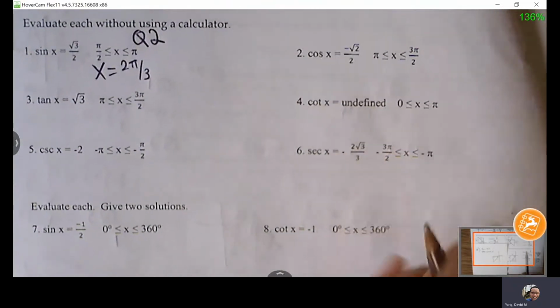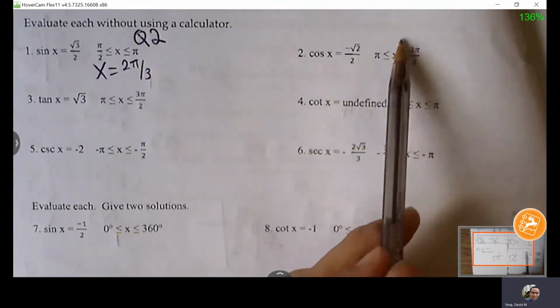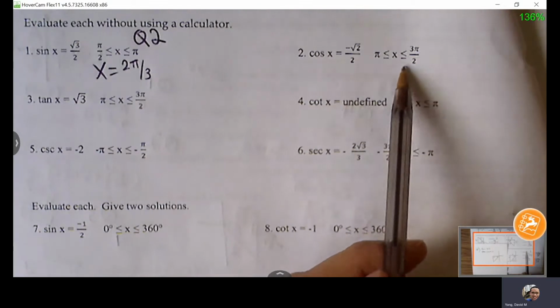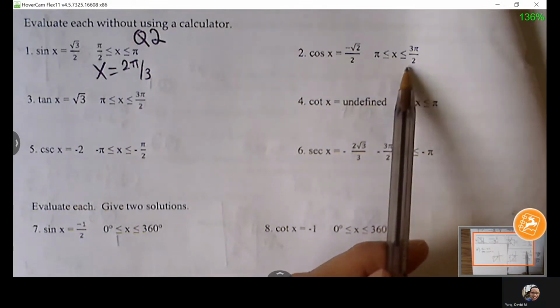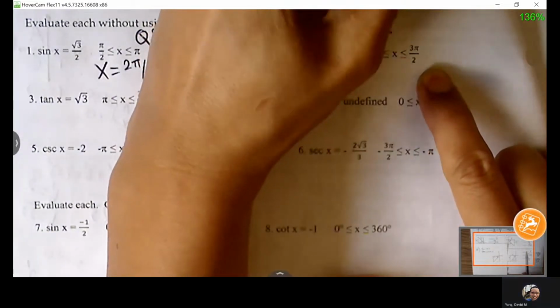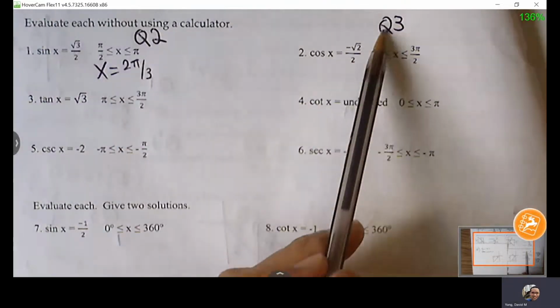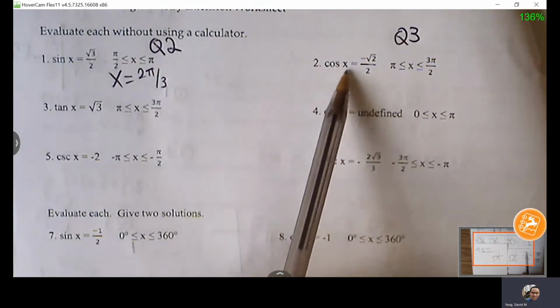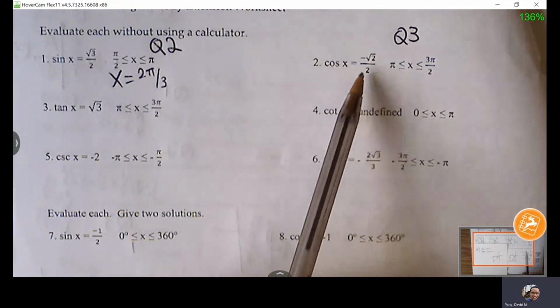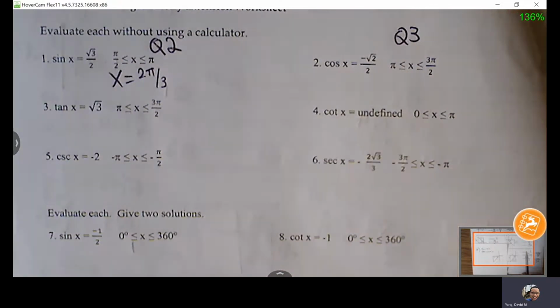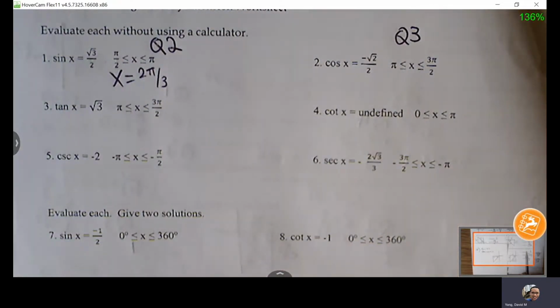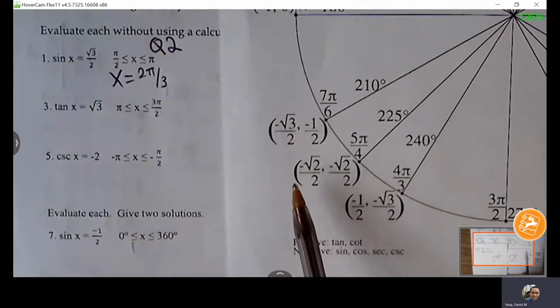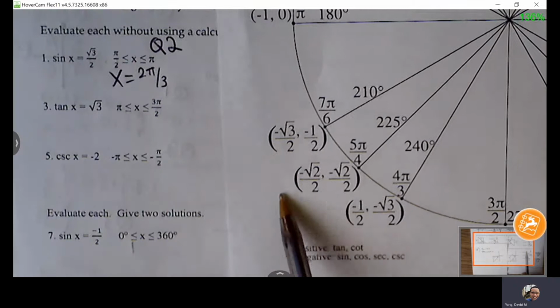All right, number 2. Let's locate our quadrant between pi and 3 pi over 2. Which quadrant is that? The third. Third quadrant, good. So in the third quadrant, you know cosine is basically your x value. So which measure is cosine going to be negative root 2 over 2? Yeah, third quadrant, x value, negative root 2 over 2.